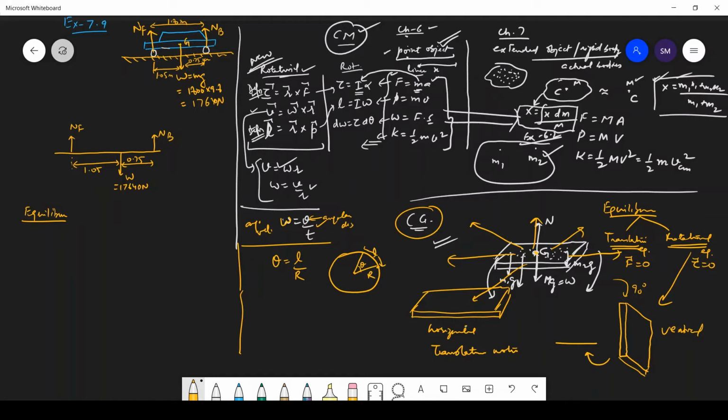Okay, so in translation equilibrium, what is the condition? Net forces in the x direction will be equal to 0, and net forces in the y direction will also be 0. And students, this is the diagram that you need to make all the time. This direction is positive, and for the rotational direction, the moment, we are taking anti-clockwise as positive.